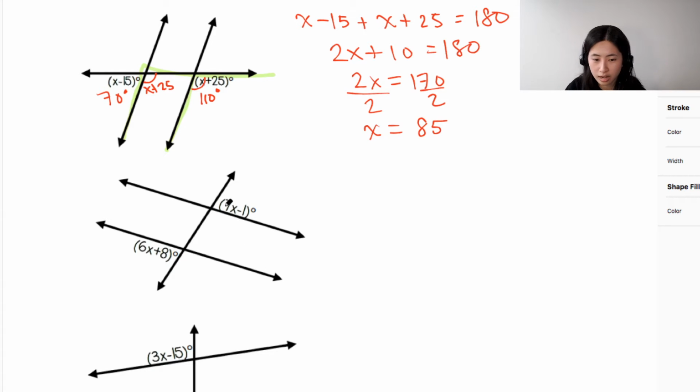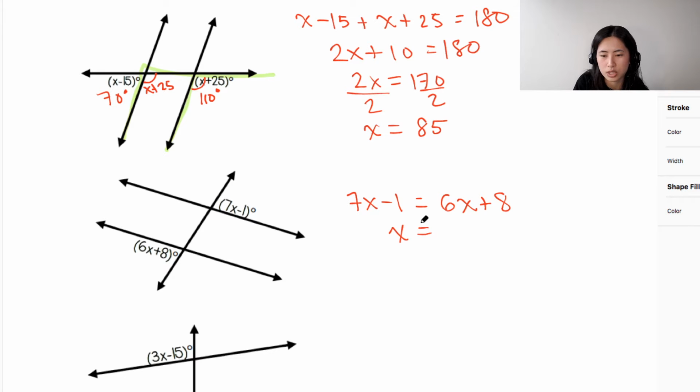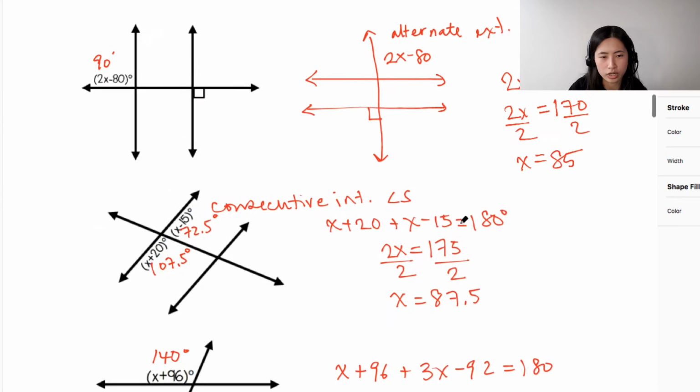Okay, so here we actually have alternate exterior angles. So if they're alternate exterior angles, that means they're going to be congruent. So you have 7x minus 1, and this is equal to 6x plus 8. Solving for x, you have x equal to 8 plus 1, and that's 9. Let's see, 7x minus 1 equal to 6x plus 8, and x is equal to 9.